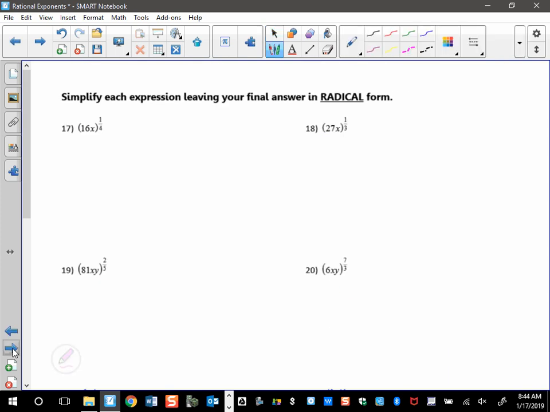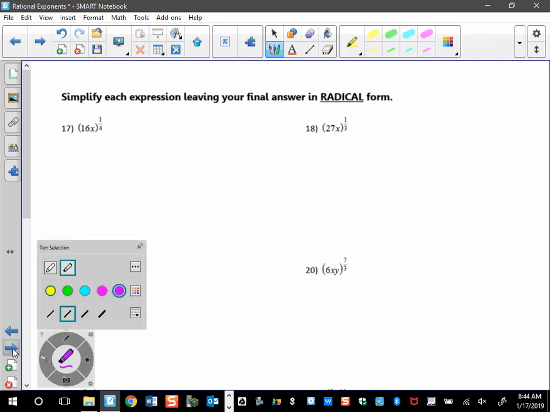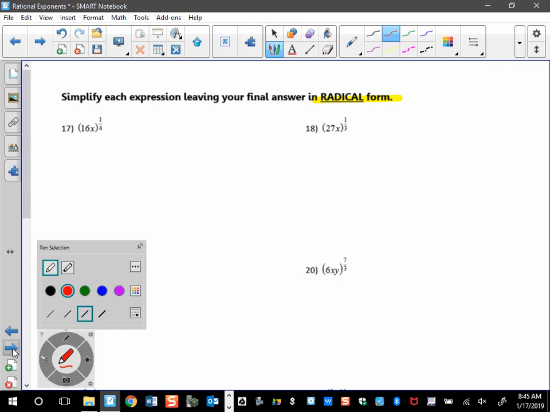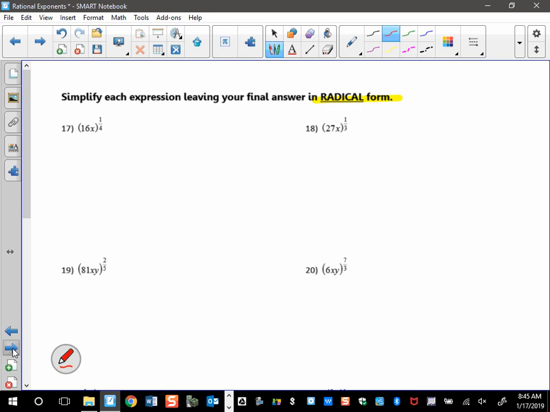So this page, we still want to be in radical form. Okay, so I still want square roots in my problem. So first thing you have to do is change it to a root, then see if you can simplify. Okay. What would 17 change into, instead of 16x to the 1/4? Close. Fourth root, 16x. Do I need to keep the parentheses? You could, but because it's to the first, I don't really need to. It's going to change it with 16.